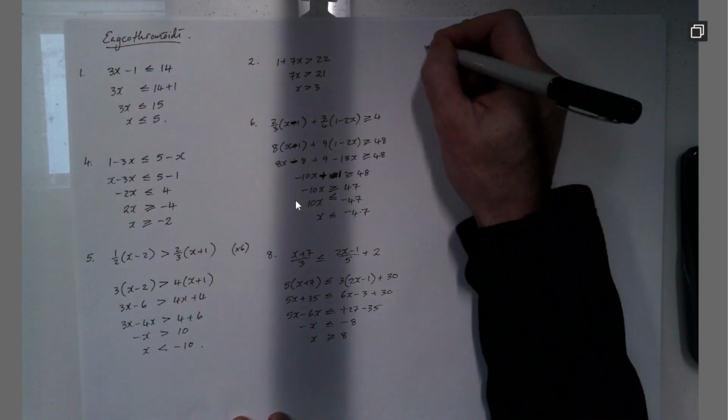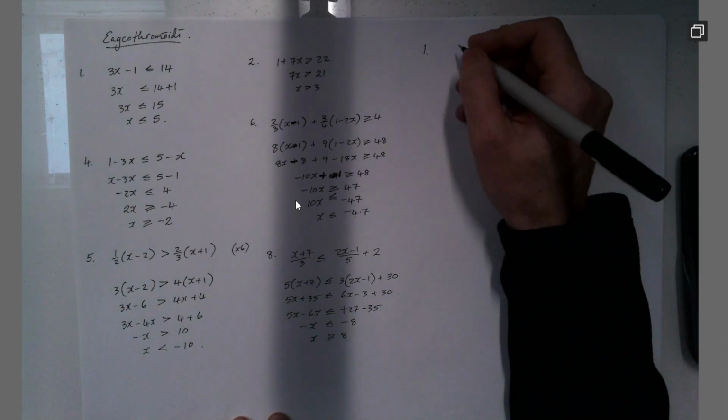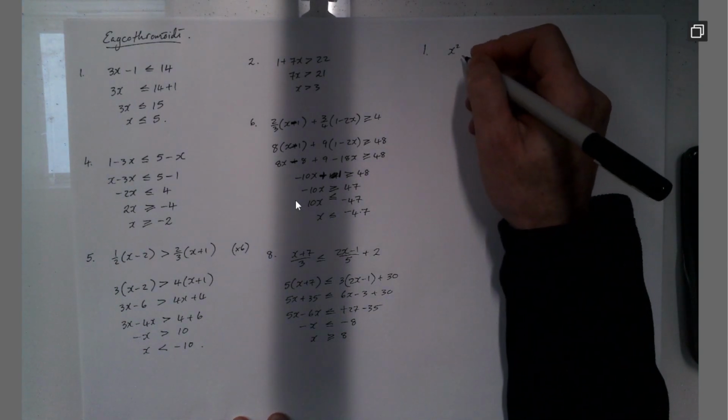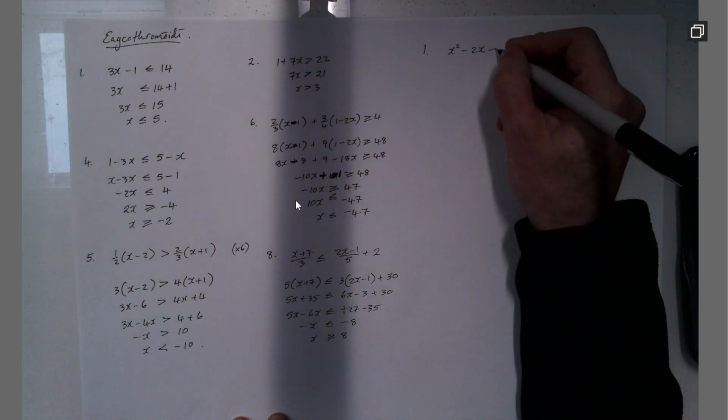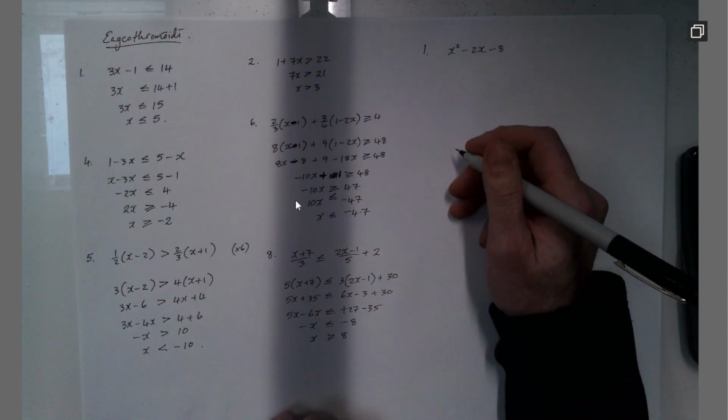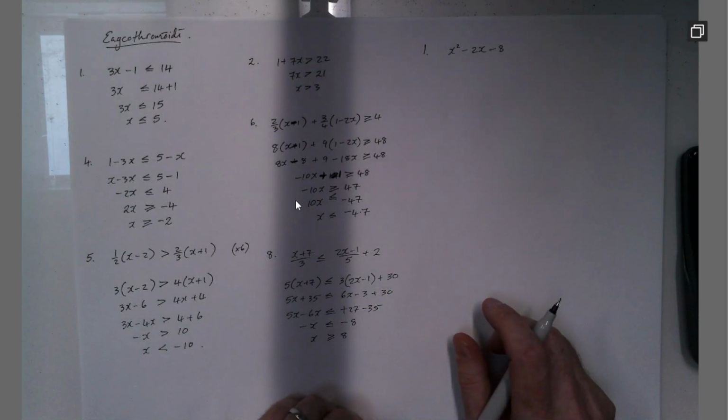Exercise 7.2. Now, this is a shortcut you need for the test, so you do need to know this one. x squared minus 2x minus 8. It's a function defined for x. By making a table of values, sketch the graph of the function.